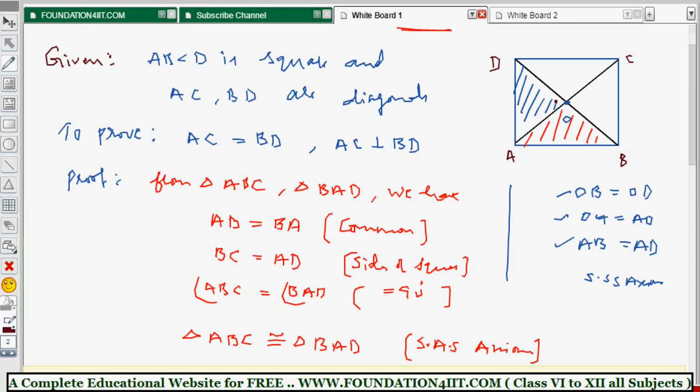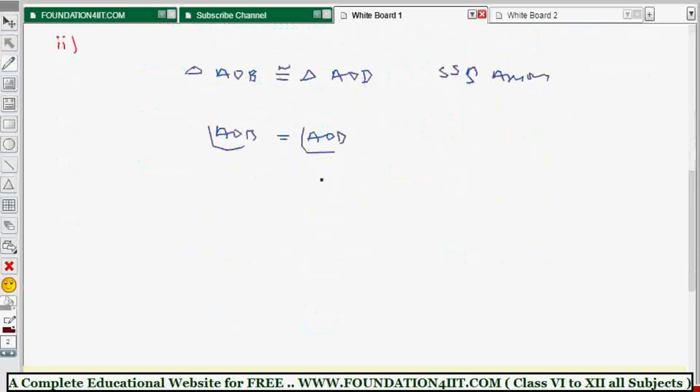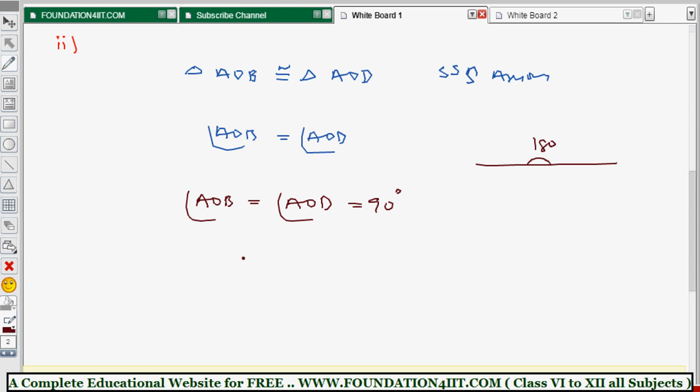So angles AOD and AOB are equal. But again, the angle on a straight line is 180 degrees, right? That means BOD is AOB plus AOD. These both are equal, and the total angle is 180, so each one should be equal to 90 degrees. Thus, we can conclude that AO is perpendicular to BD.